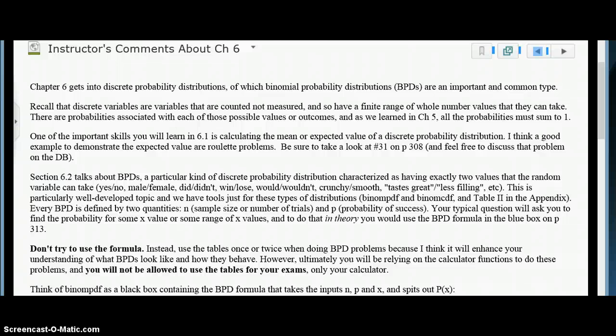One of the important things that we'll learn in section 6.1 is how to calculate the mean of these discrete probability distributions. So you can think of the mean as being the same as the expected value. One of the good examples to demonstrate the idea of expected value is a roulette wheel.